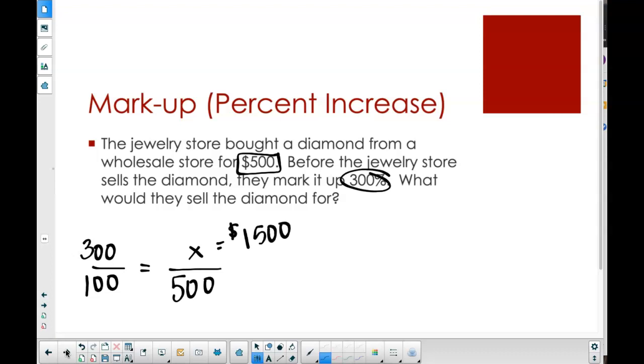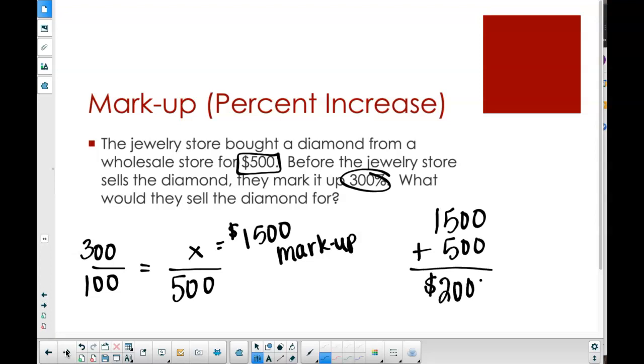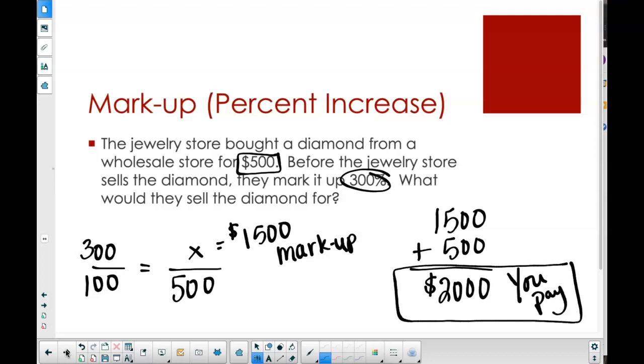Is this what you get to pay? No. That is only the markup. That's the extra they're going to charge you. So how much do you have to pay? $2,000. You have to pay the $1,500 plus the $500. They're going to charge you $2,000 for that diamond. This is what you pay. That's ridiculous. Jewelry has a huge markup.